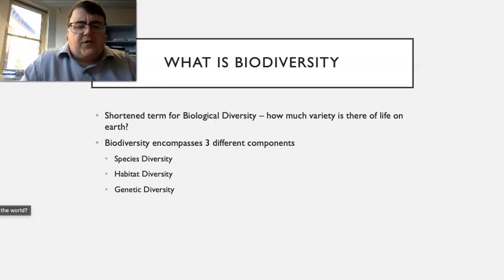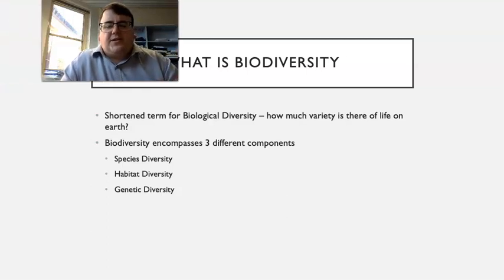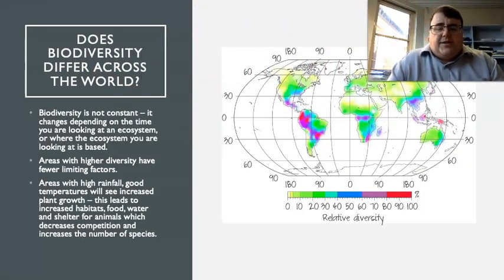Before we start talking about those 3, though, it's important to think about biodiversity as a whole. Does biodiversity actually differ across the entire world? Yes, it does differ across the world. It's not constant. It depends on the time that you're looking at a certain area, and it depends on where the ecosystem is. Areas with higher biodiversity have fewer limiting factors, so fewer things that limit animals and populations from growing.